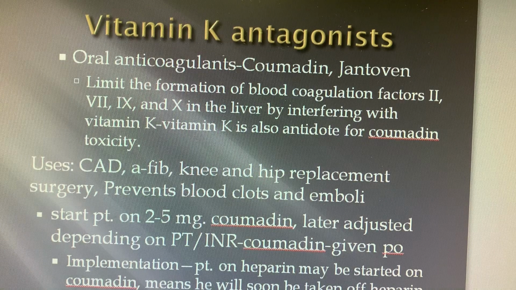Generally, a person's going to start on 2 to 5 milligrams of Coumadin, and then the healthcare provider will adjust their dosage based on two tests, the PT, prothrombin time, and the INR, and I'll cover those in a few slides. Coumadin is always PO.